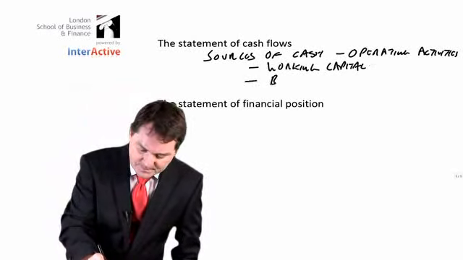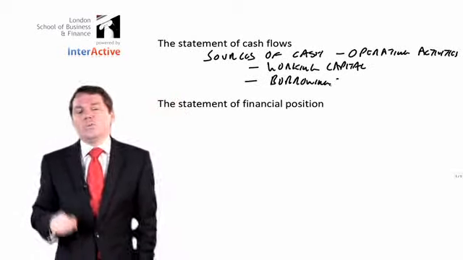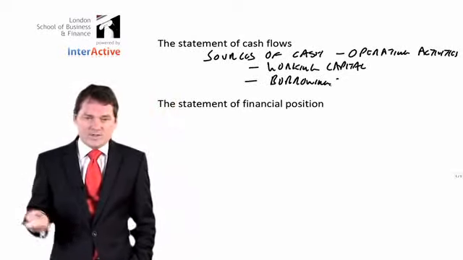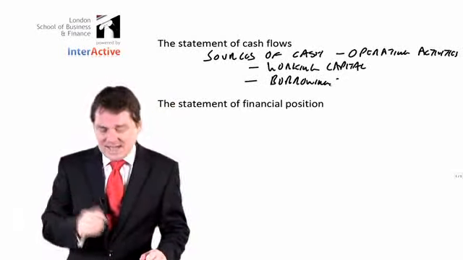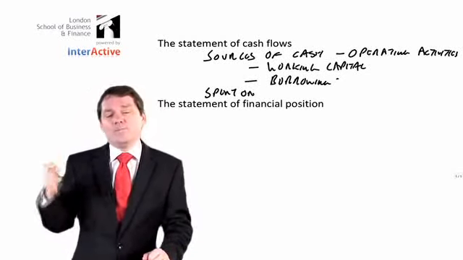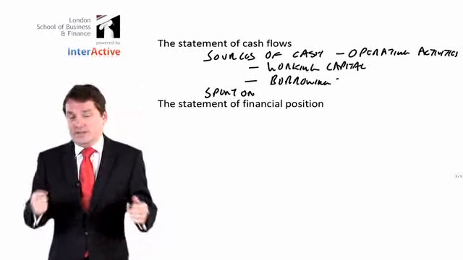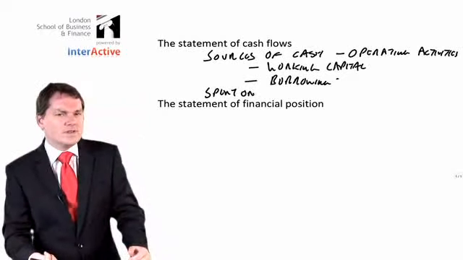We might have raised cash from borrowing. We might have raised cash through going to our shareholders. So the cash flow statement can tell us where did the cash come from and then what was it spent on. Did I buy non-current assets with it? Did I pay a dividend with it? Did I pay some interest with it? What exactly did I do with it?